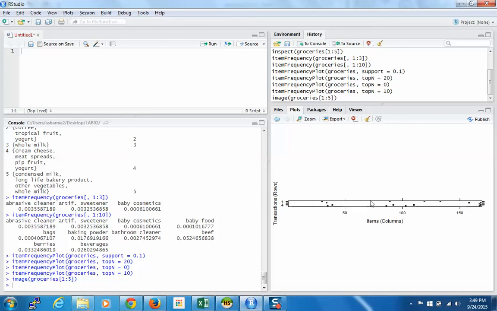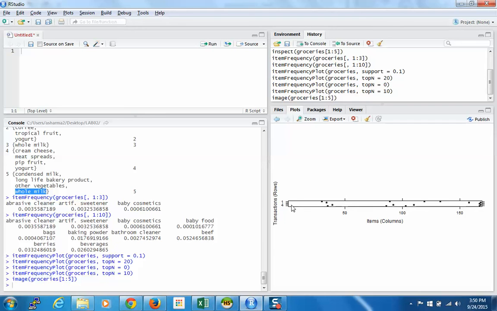This item was bought, and this item was bought, and this item was bought, and this item was bought. So there are four items in the first transaction. The second transaction, this item was bought, and this item was bought, and this item was bought. So there are three items in there. And then the third row, no item was bought except this one, and we know that's whole milk. So let's see if the fifth transaction had whole milk. Yes, the fifth transaction also had whole milk.